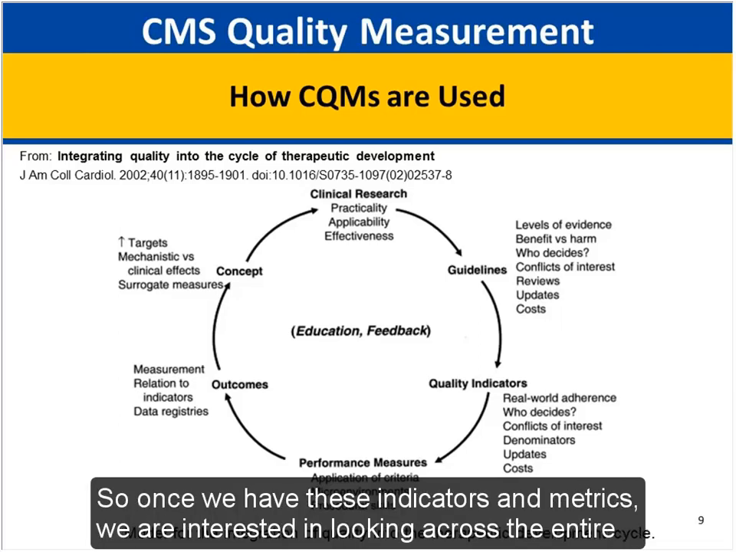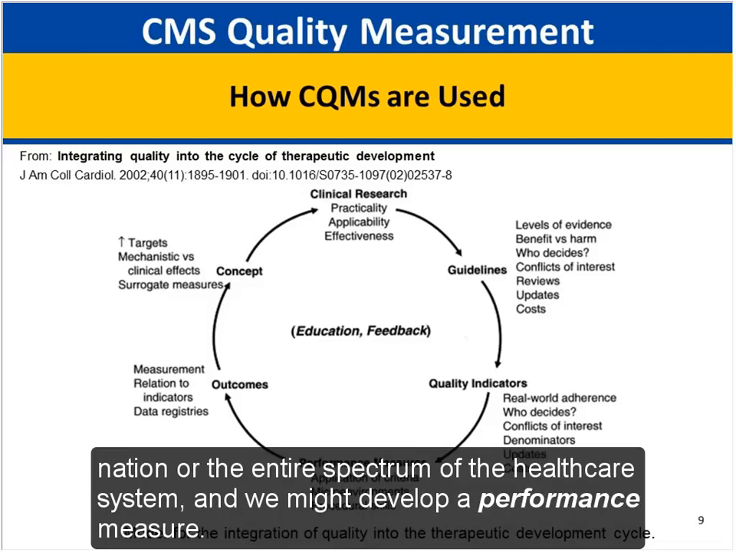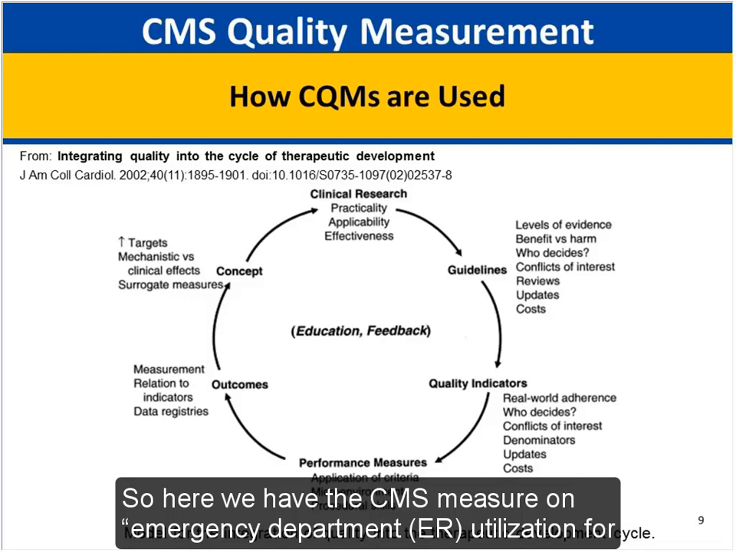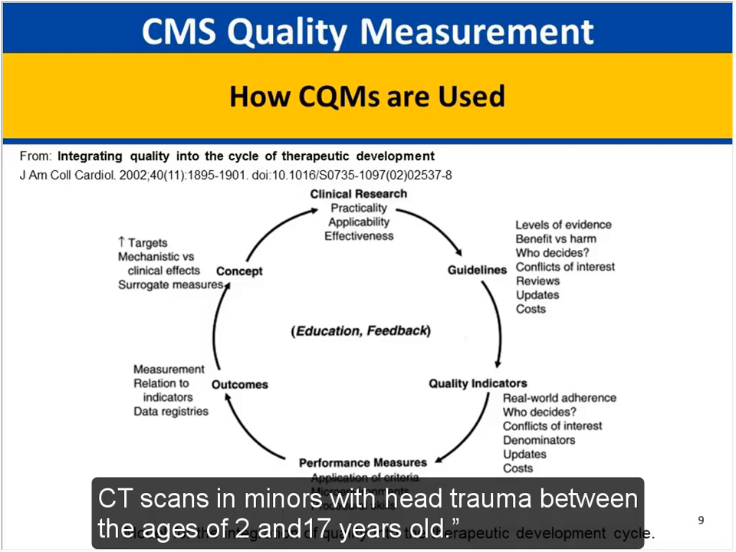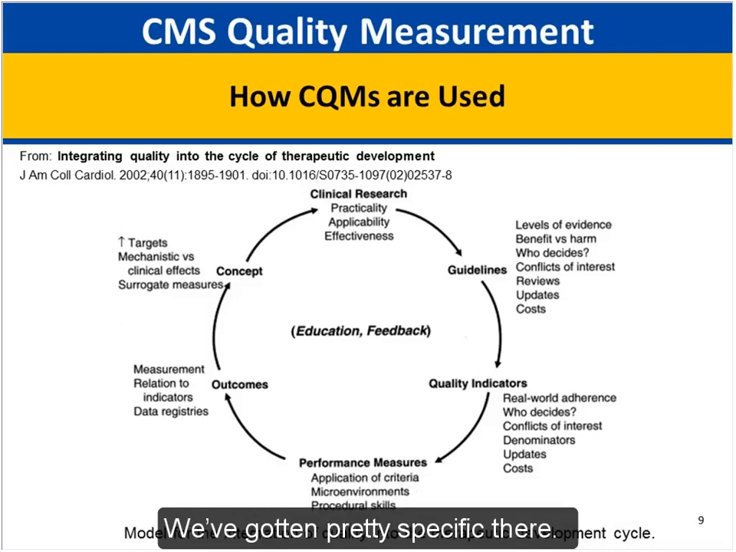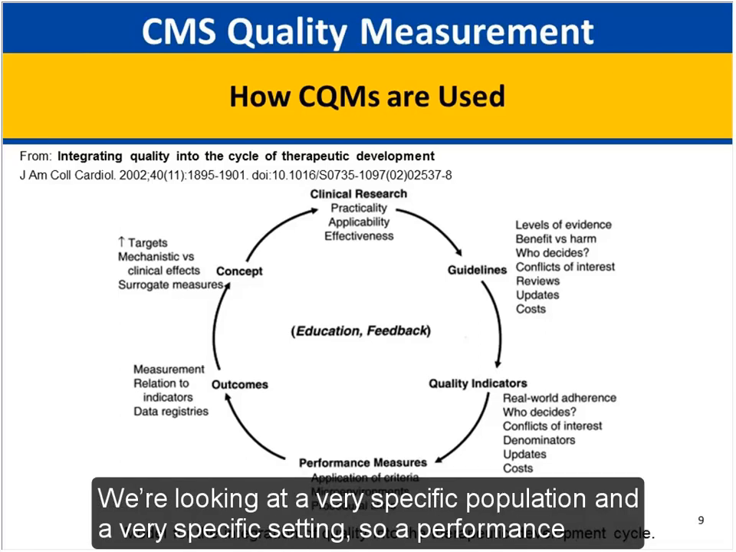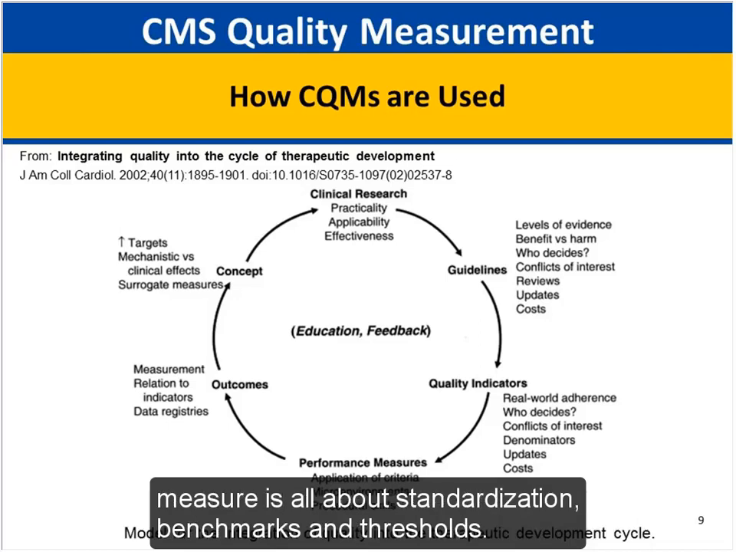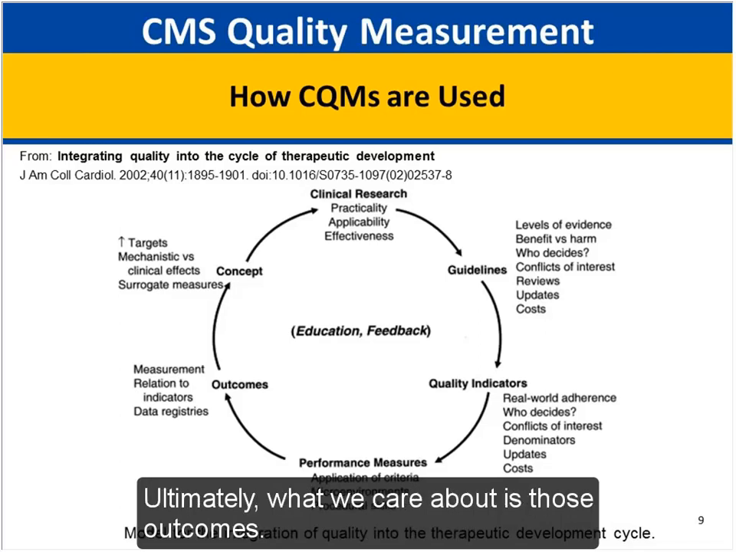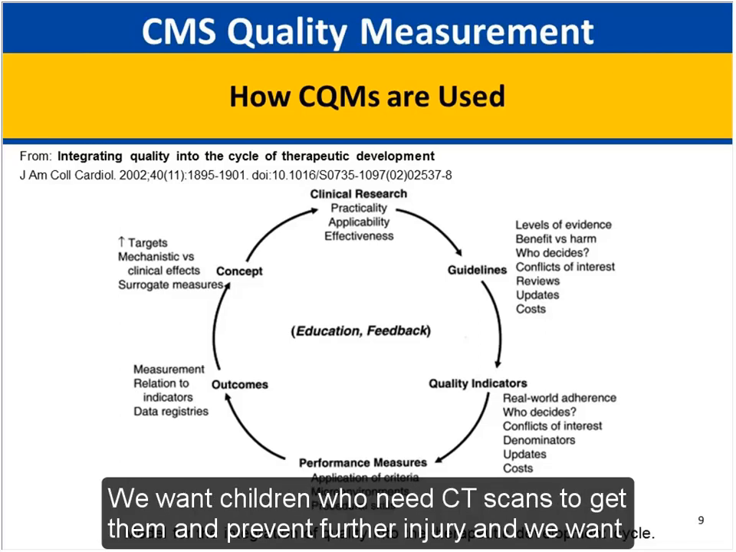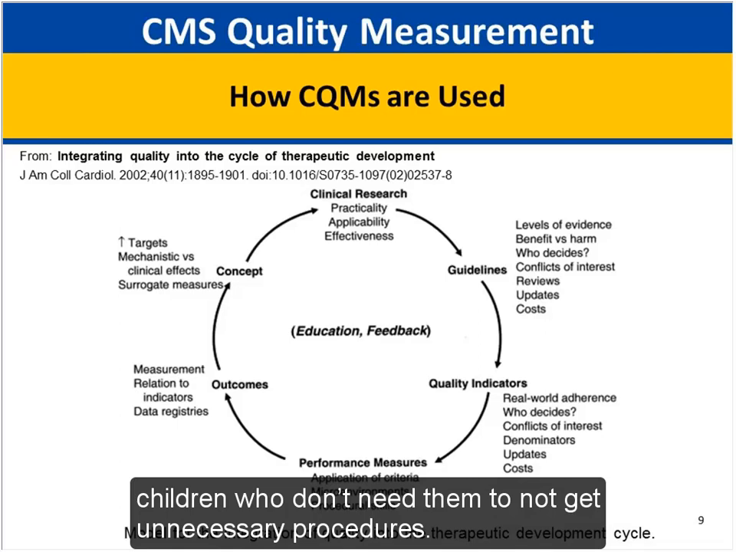So once we have these indicators and metrics, we are interested in looking across the entire nation or the entire spectrum of the healthcare system, and we might develop a performance measure. So here we have the CMS measure on emergency department utilization for CT scans in minors with head trauma between the ages of 2 and 17 years old. Gotten pretty specific there. We're looking at a very specific population in a very specific setting. So a performance measure is all about standardization, benchmarks, and thresholds. Ultimately, what we care about is those outcomes. We want children who need CT scans to get them and prevent further injury, and we want children who don't need them to not get unnecessary procedures.